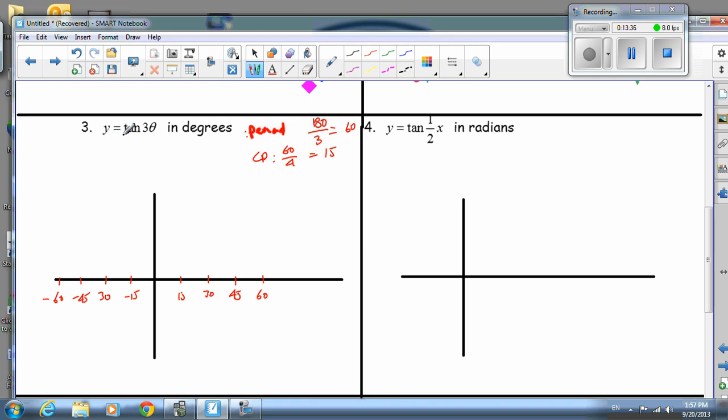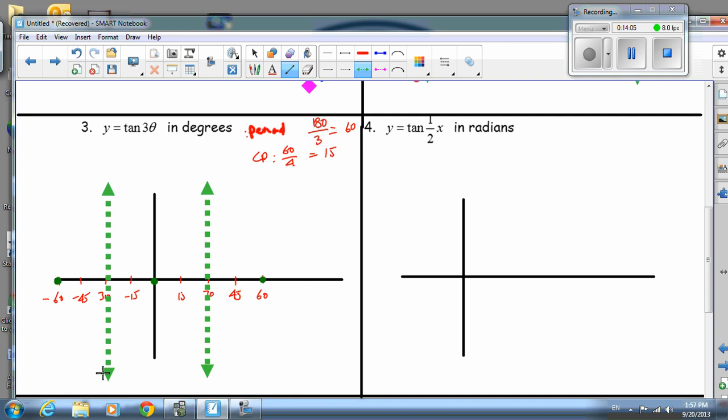It's a tangent, so it goes through the origin. And if it goes through the origin, the first one that I'm sure it will go through is this point. My period is 60. So after 60, I will have another point where it will go through. Same thing here. So my asymptote is obviously in between the 2 points of the intersection with the x-axis. And let's go ahead and graph those asymptotes. The asymptote will be here and also here.